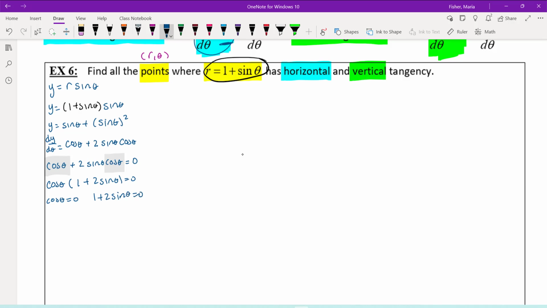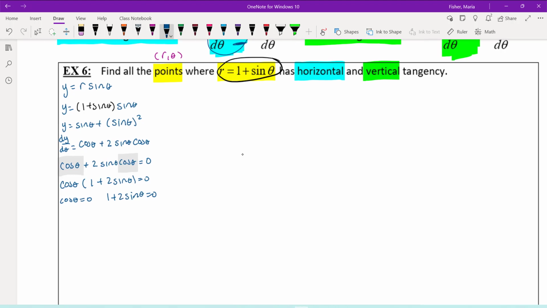Now I need to figure out where the cosine equals 0, and typically we just look for angles between 0 and 2 pi. So if we're looking between 0 and 2 pi, where does the cosine equal 0? We know that that happens at the angles of pi over 2 and 3 pi over 2.